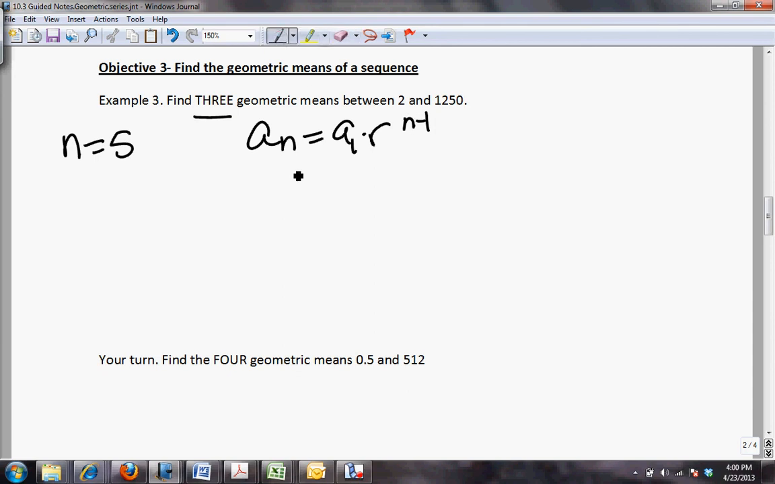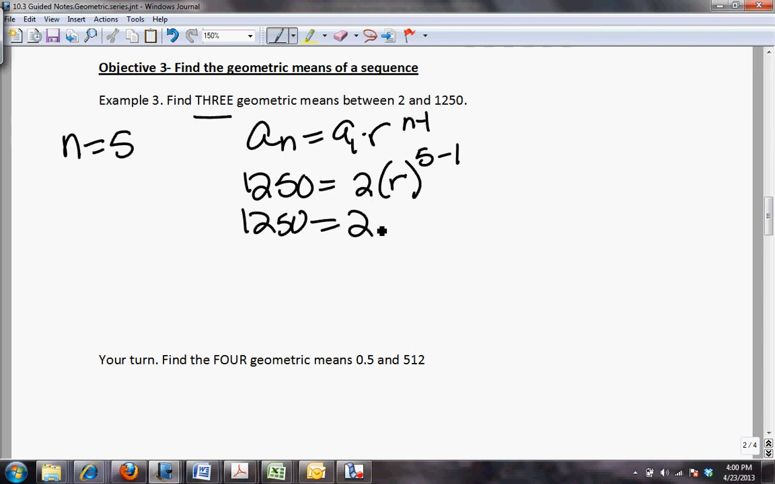I know what a sub n is. That's the final term. So let's use that. Let's use 1250 is equal to 2 times the rate to the power of, and remember we have 5 terms. So I'm basically using a sub 5. I have the information for a sub 5, so I'm using that to find my rate. So here, 1250 is equal to 2 times r to the 4th. If you divide by 2, 625 is equal to r to the 4th.